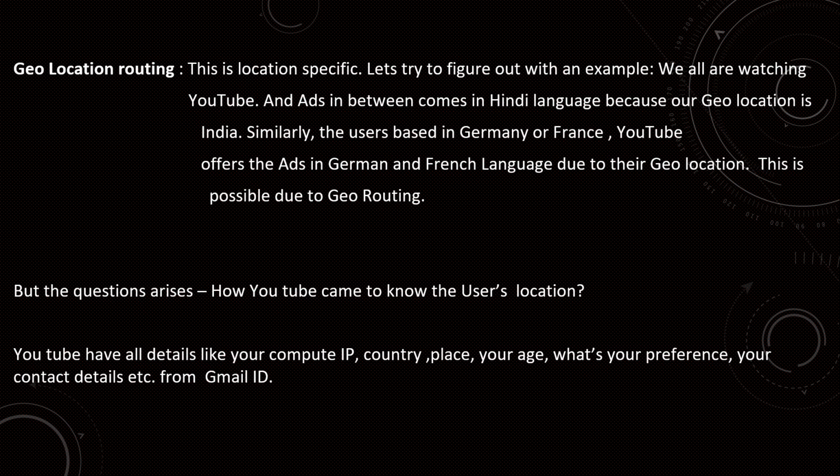How? Because from the Gmail ID, right? Once you create the Gmail ID, you have to provide your backup contact number, your backup email ID, your age and your location. So all these are fetched from the Gmail account. So this is how YouTube recommends based on your geolocation regarding the ads coming in between the videos in YouTube.